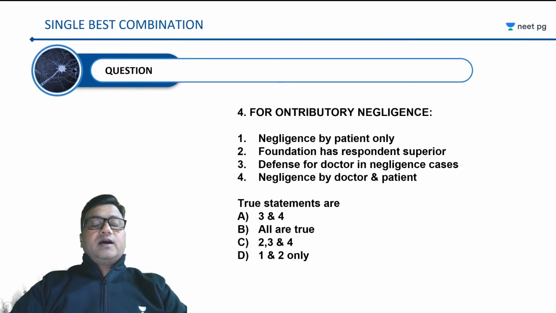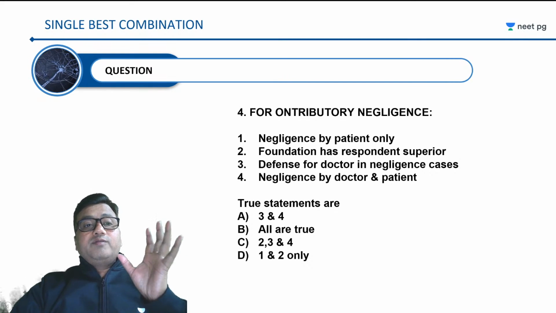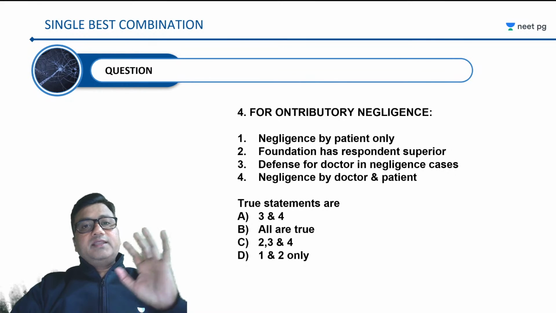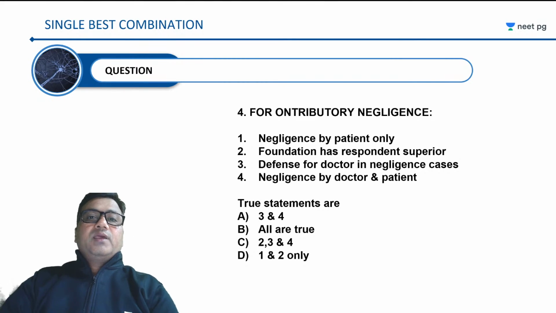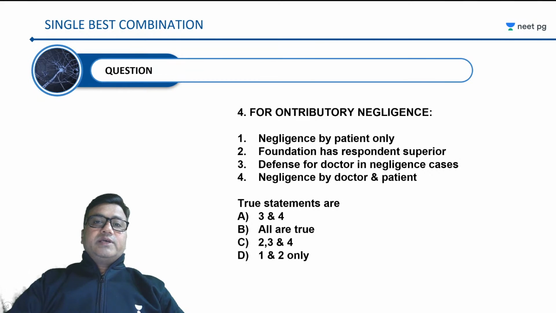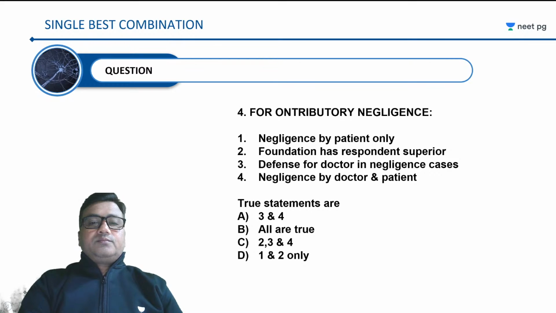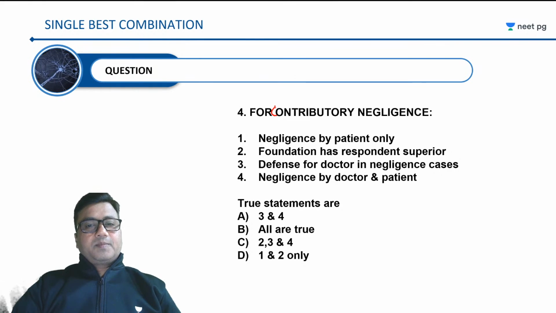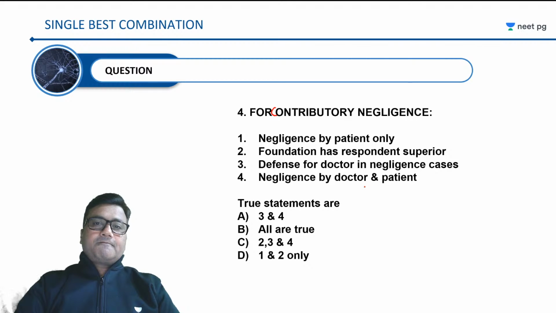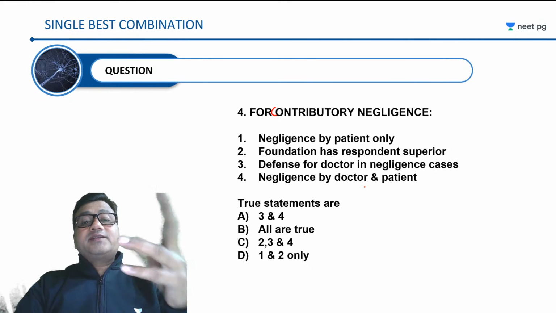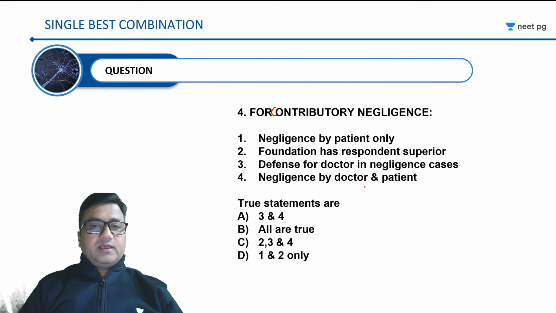Okay, now let's see our next question, which is a question where we need to give a single best combination answer. Still only a single answer has to be given, but now the format changes a little. Rather than a single best answer, it is single best combination. Let's try this question. The question is, for contributory negligence, read the following lines. The negligence is by patient only. Foundation has respondeat superior. Defense for doctor in negligence cases. Or negligence by doctor and patient. So what exactly are the correct statements? That is what we need to identify in this question.